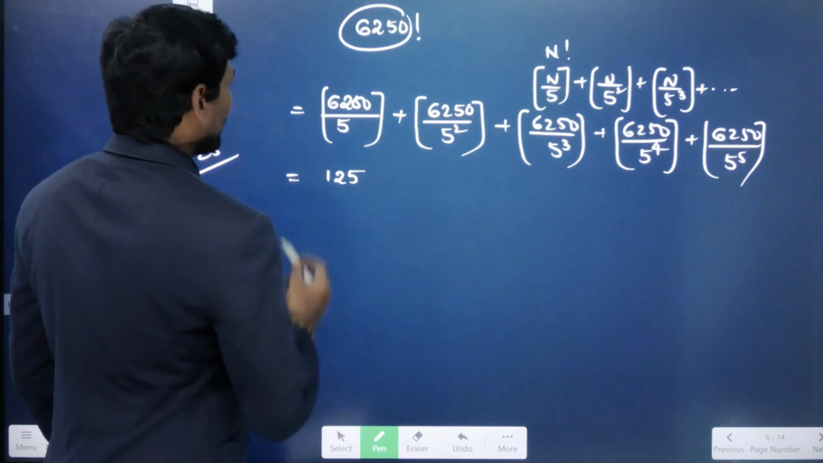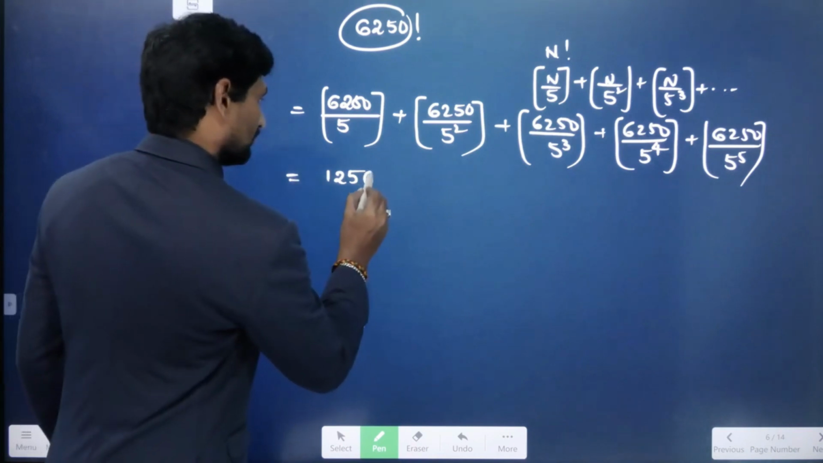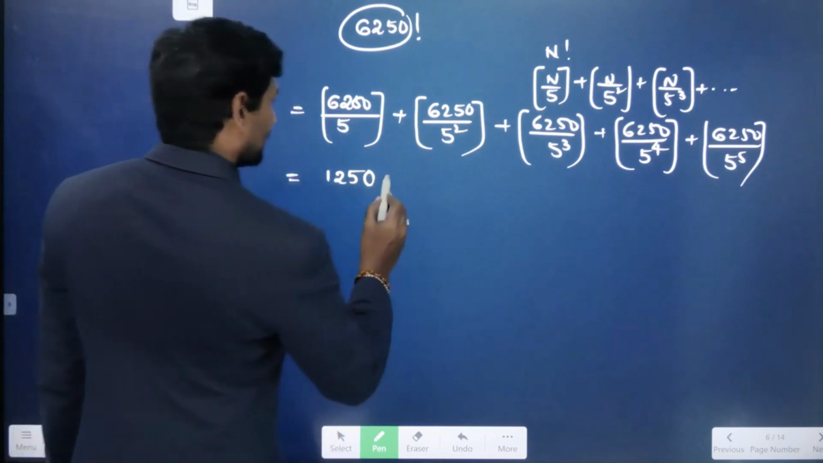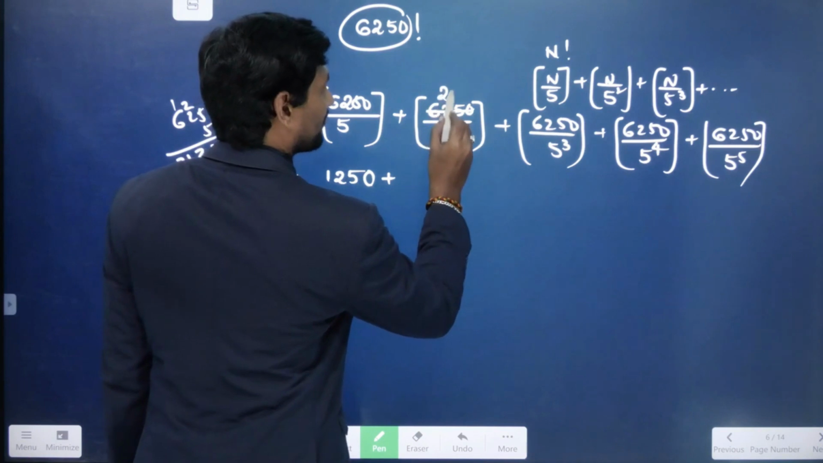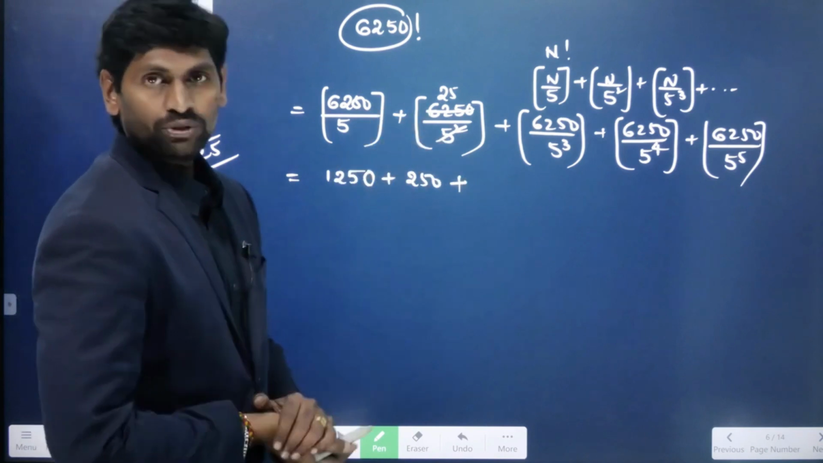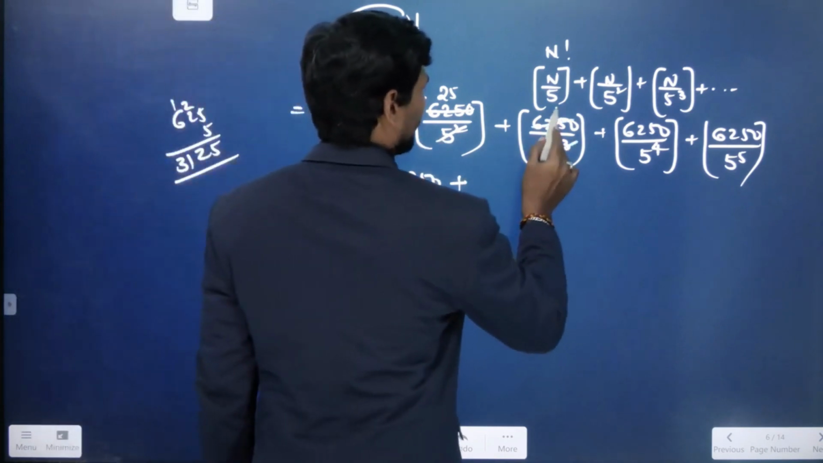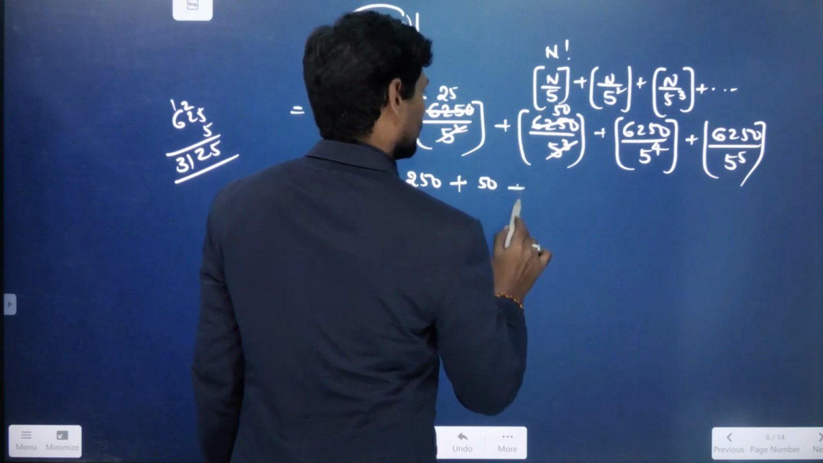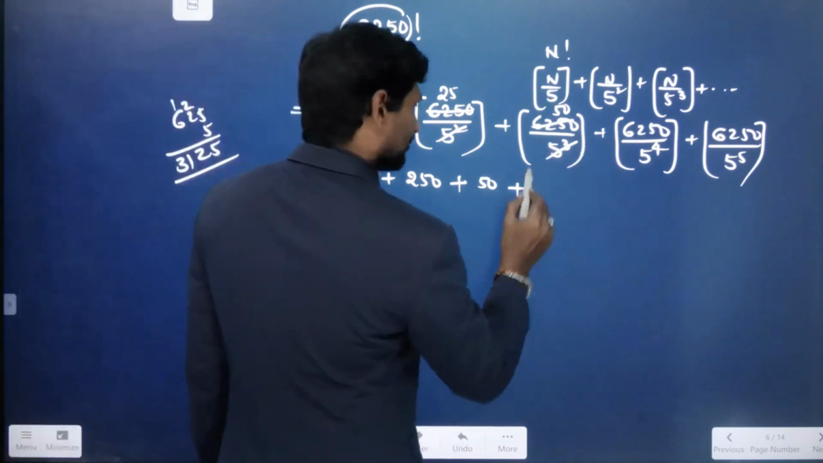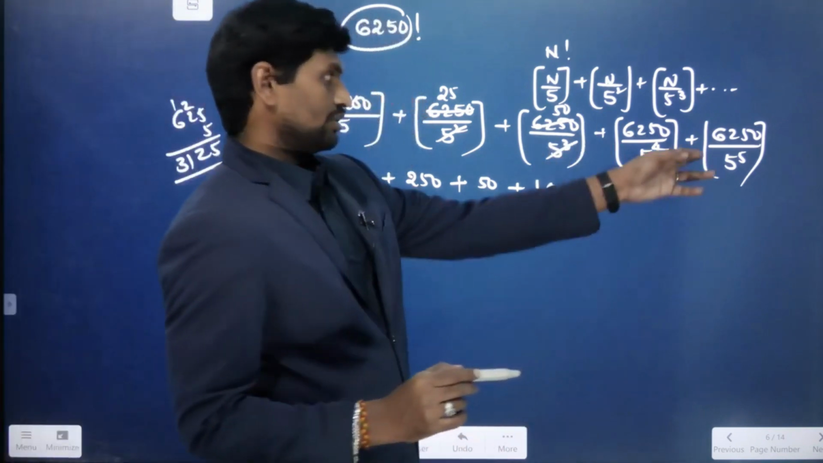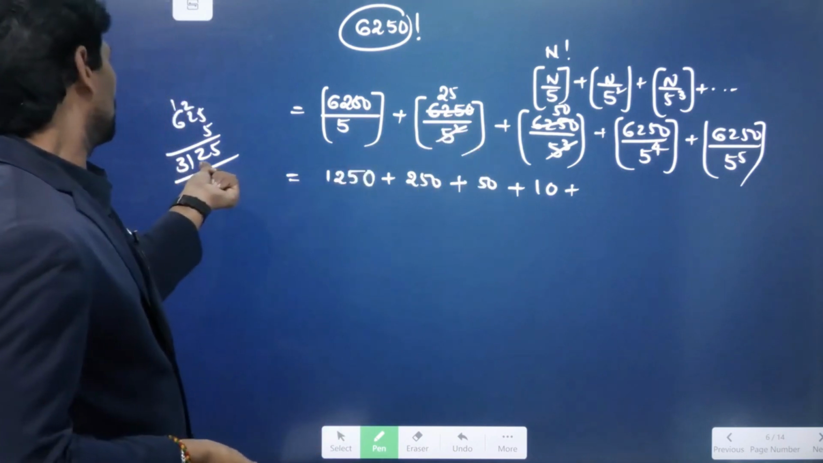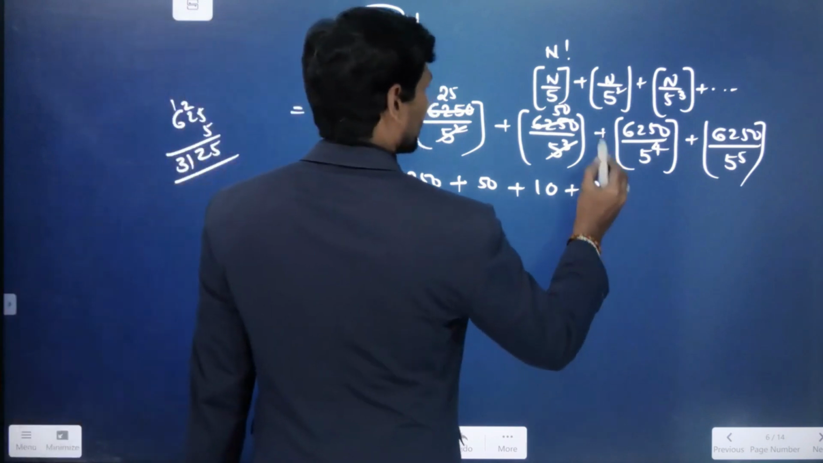Now 5 table here, 625 is 125 times, 5 into 125 is 625. Next, 25 table, 25 25s are 625, so 250 times. 5 cube value is 125, here 5 times, that is 50 times. 5 power 4 means 625, exactly 10 times. And 5 power 5, 3125, exactly 2 times, not nearly, it is exactly 2 times.